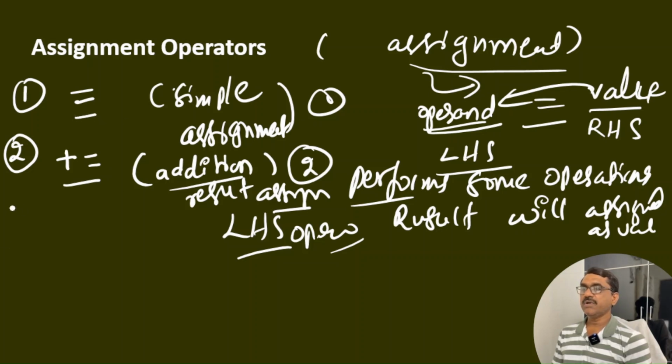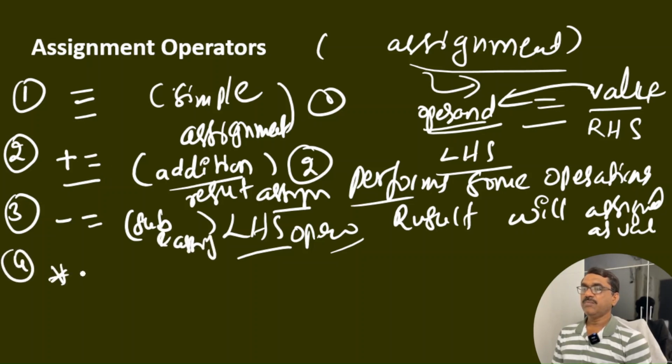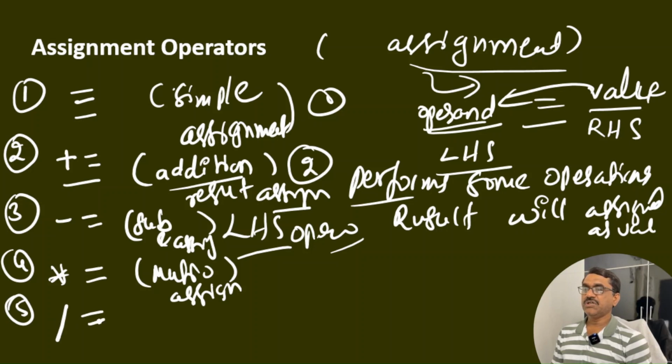And third one we are talking about minus is equals to. Like addition and assignment, this is subtraction and assignment. Now fourth one, multiplication and assignment. So it is going to perform the operation multiplication first. After that, it is going to assign. And fifth one, we have division is equals to. Now, what is the operation it is going to perform first? Division. After that, the result will be assigned.